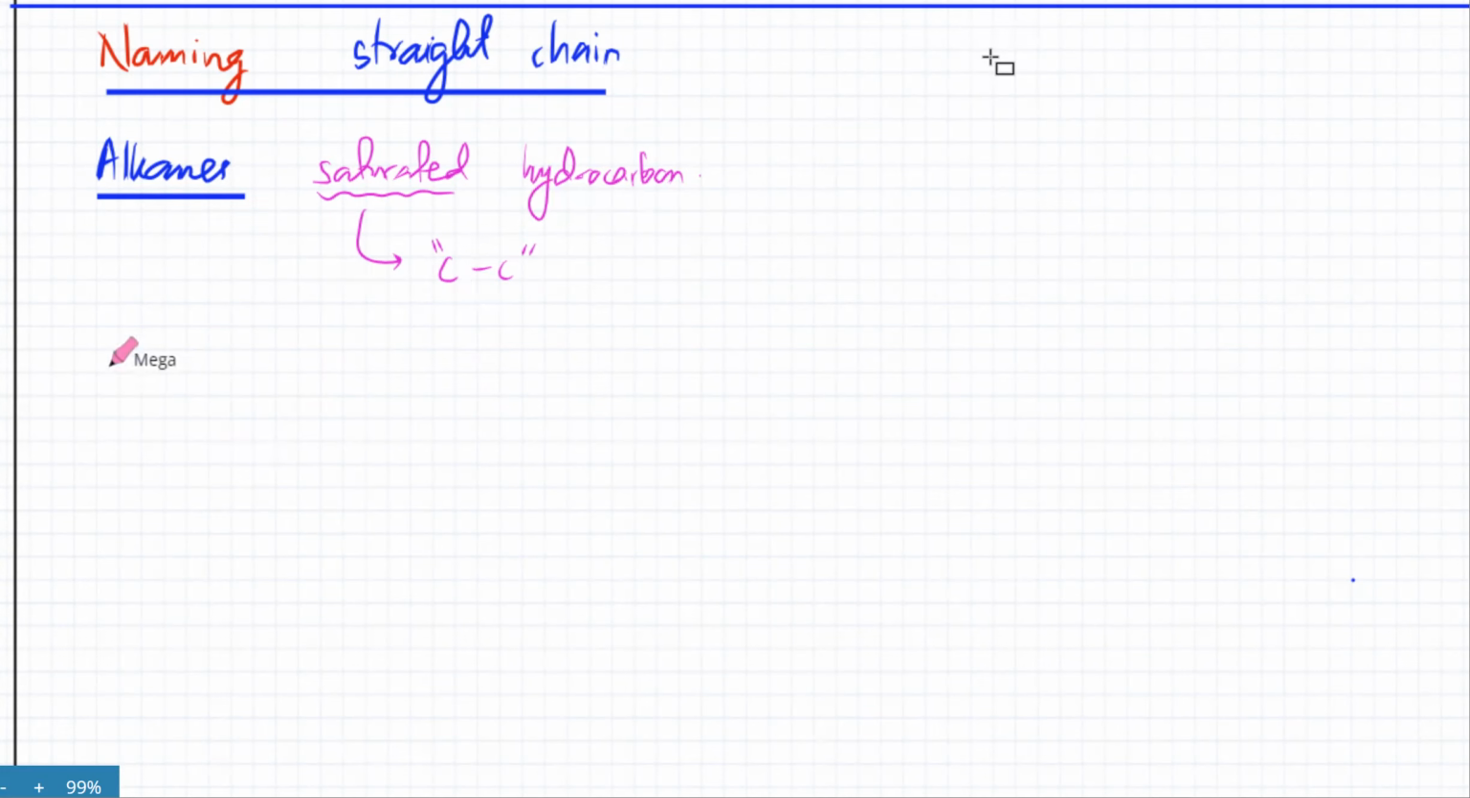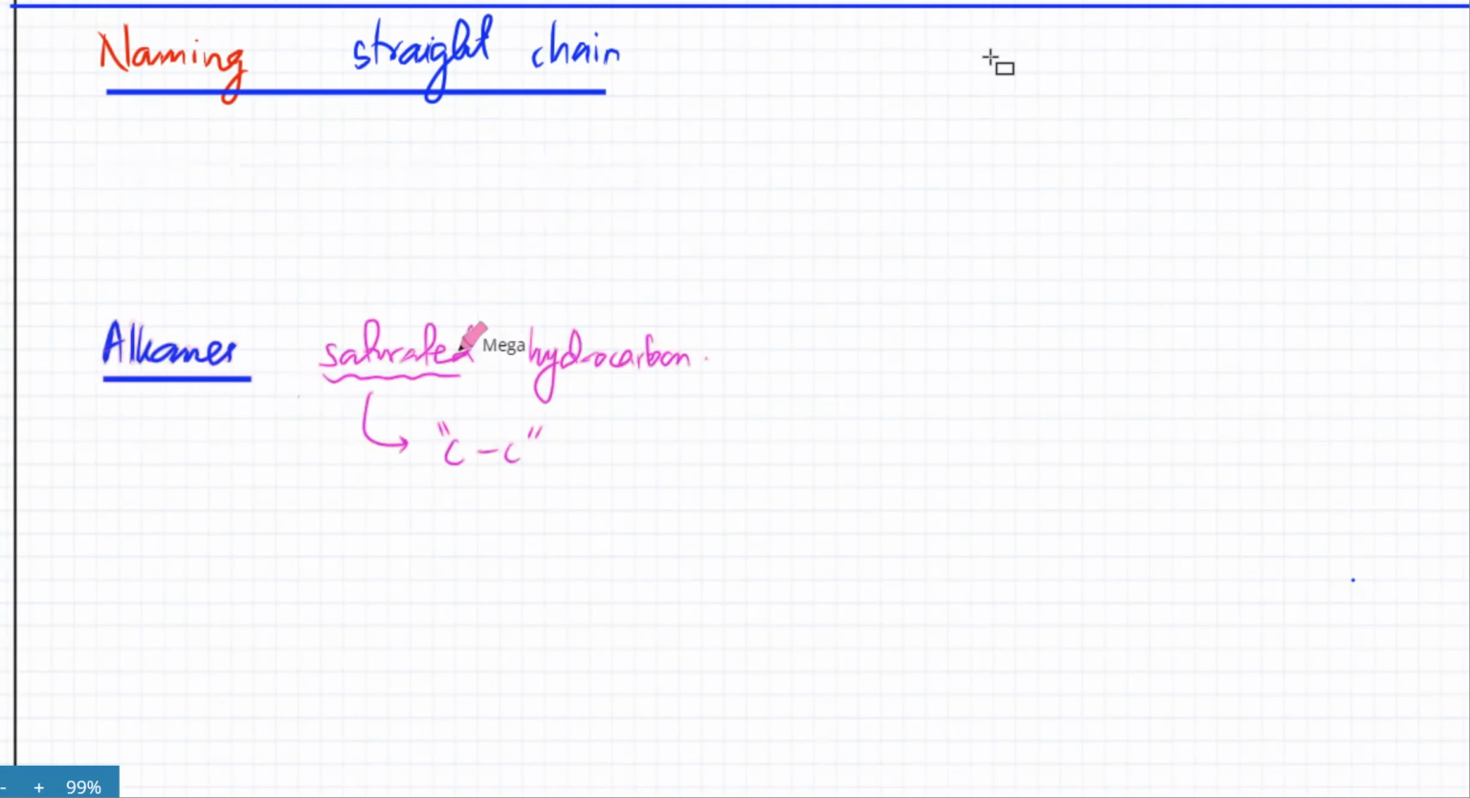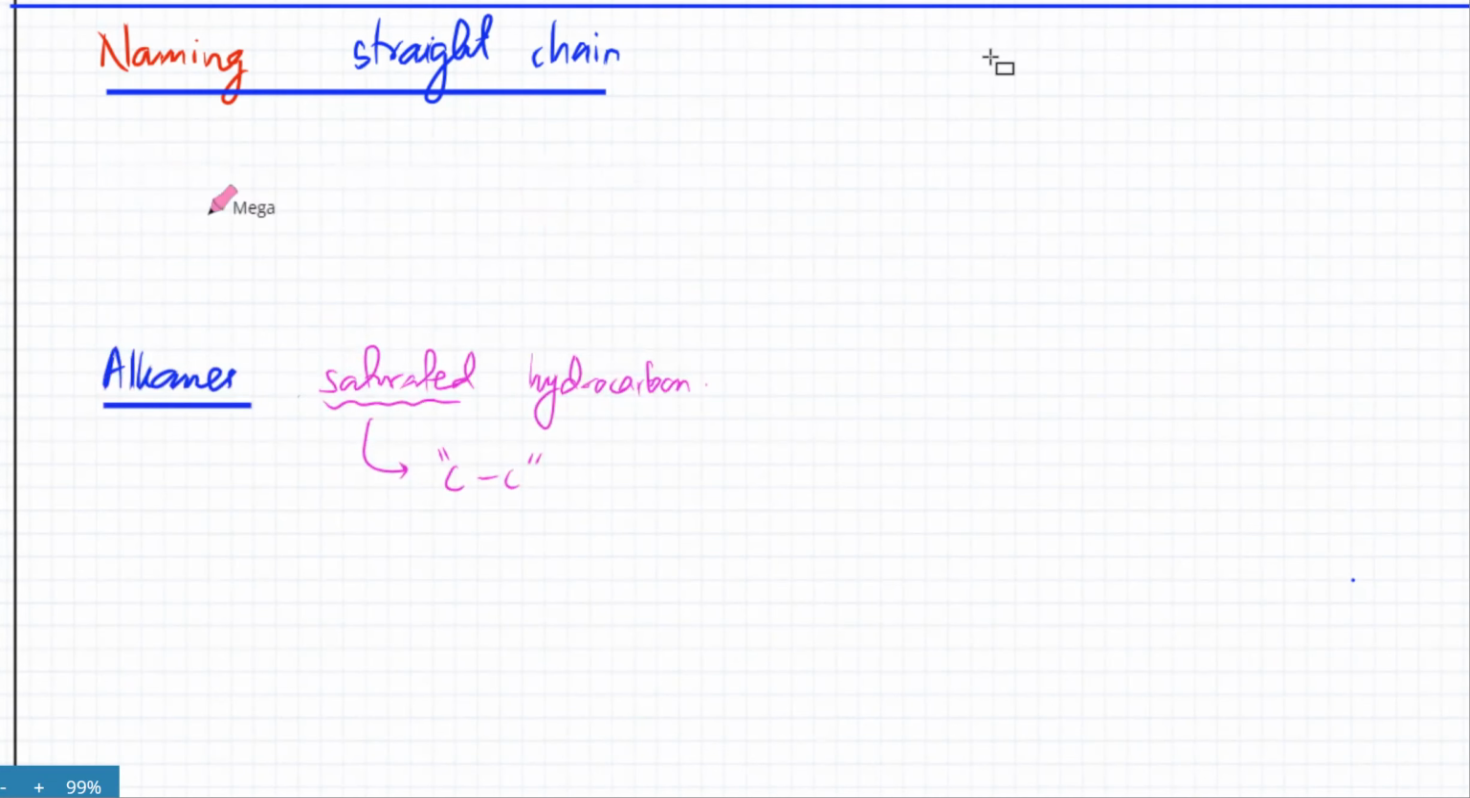The first thing is you're going to learn how to figure out what the prefix is. Like what would the name of the molecule start with? The name of the molecule starts with the number of carbon atoms. So the very first thing is your prefix, which is based on the number of carbon atoms.